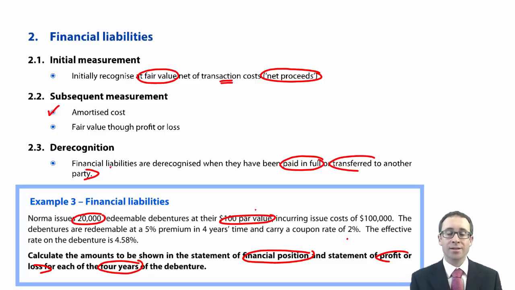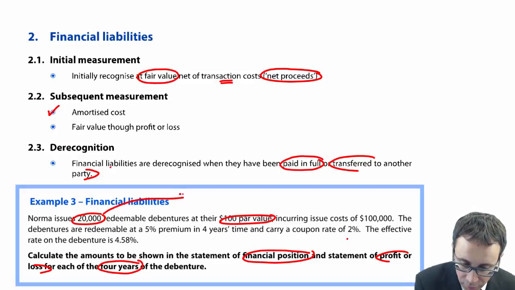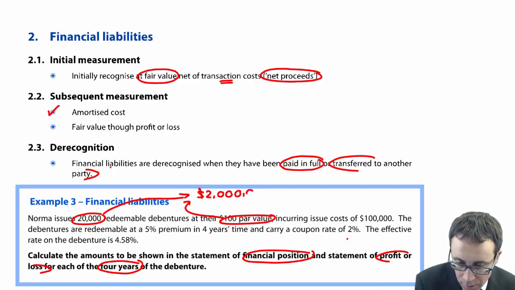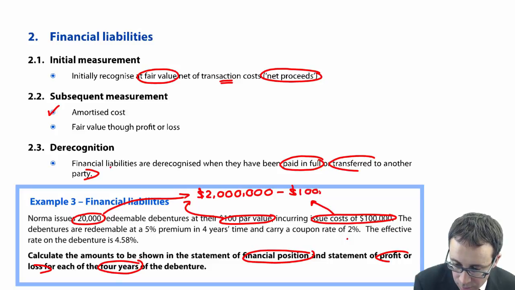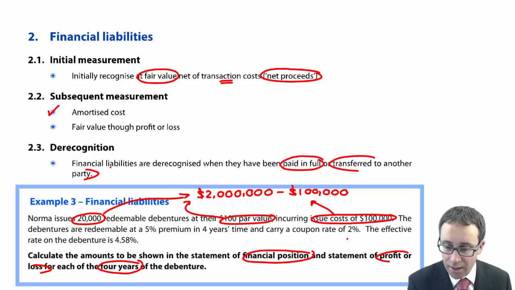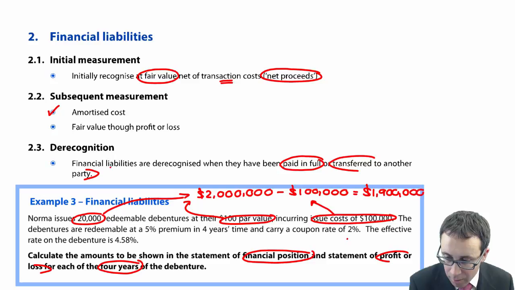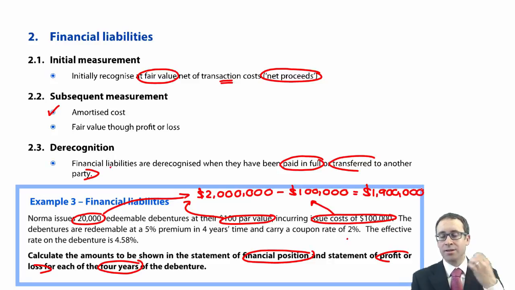We have issued debt, it is redeemable, so there is an obligation to pay cash, so it is therefore a financial liability, isn't it? 20,000 at 100 gives me $2 million. So that's the cash that I receive. However, there are also issue costs of 100,000. So I net those off, and that gives me the $1.9 million. That's my net proceeds, isn't it? So I debit the bank, credit the financial liability with the 1.9 million.